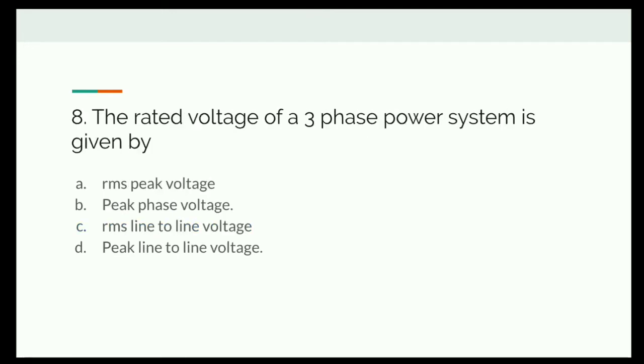Next question. The rated voltage of a 3-phase power system is given by A, RMS phase voltage, B, peak phase voltage, C, RMS line-to-line voltage, D, peak line-to-line voltage. And the correct answer is RMS line-to-line voltage. Next question.